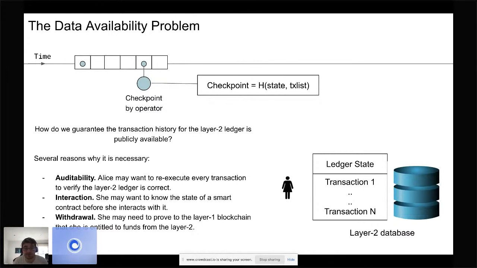And finally, withdrawals. If the user wants to leave the system from layer 2 to layer 1, typically Alice would have to prove to the layer 1 smart contract, this is my balance on the layer 2 system, and I want to withdraw my funds. So the user has to convince Ethereum and the layer 1 smart contract what their balance is on the layer 2 system before they can withdraw their funds. The only way you can get that evidence and prove it is if you have the data, where you can say, okay, according to the layer 2 database, this is my balance, and then Ethereum can verify that. So you actually need it for withdrawals as well.